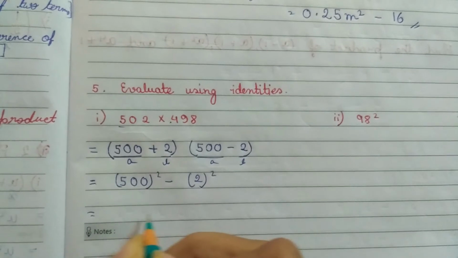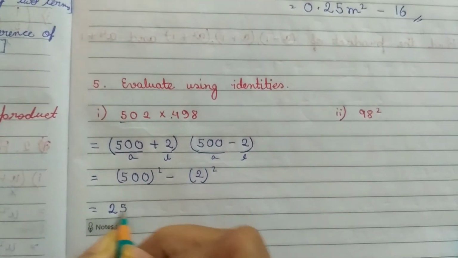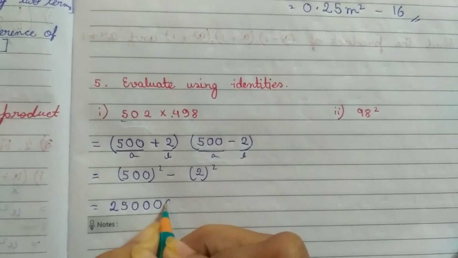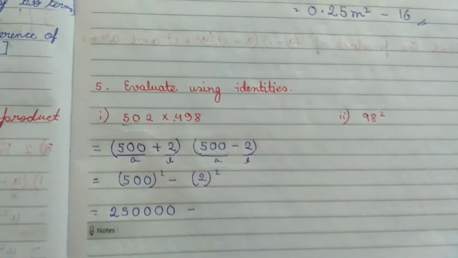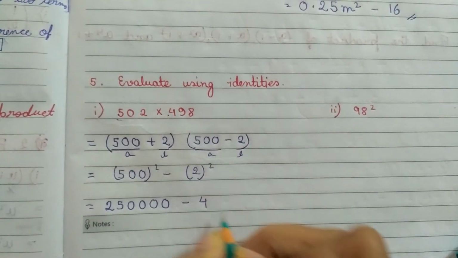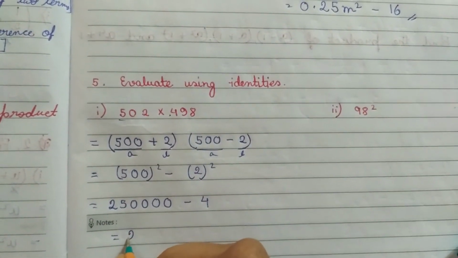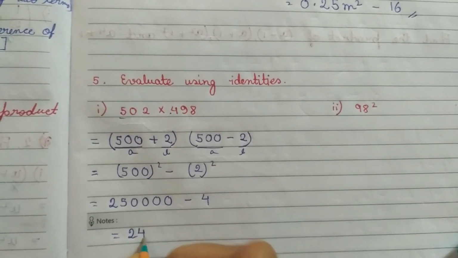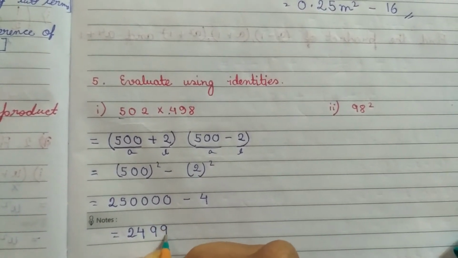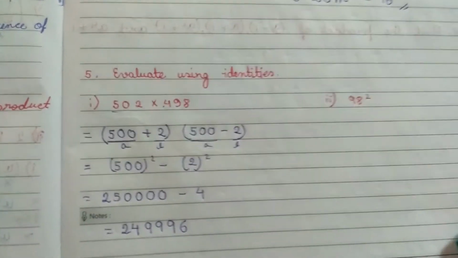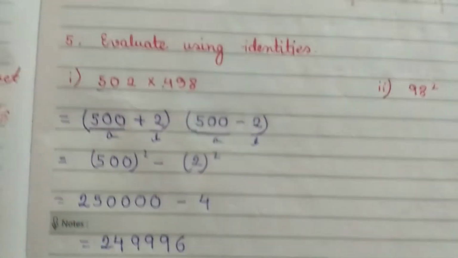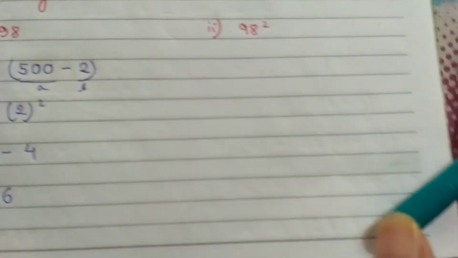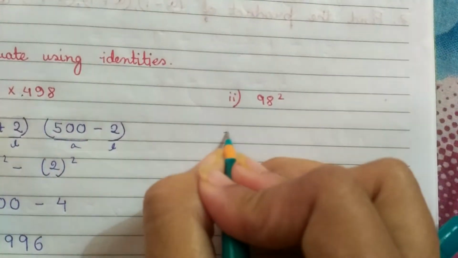Now 500 square is 2,50,000 and 2 square is 4. So what you do easily is subtract it and you will get this number, and this is your value of this.